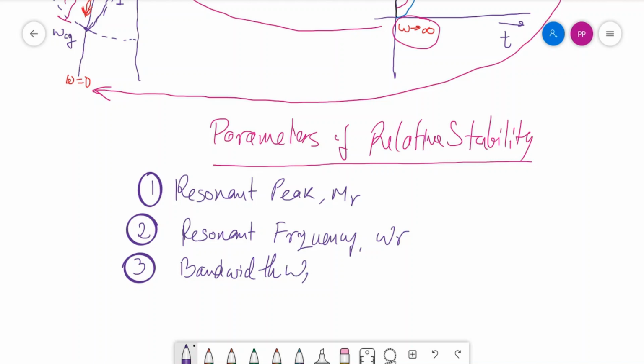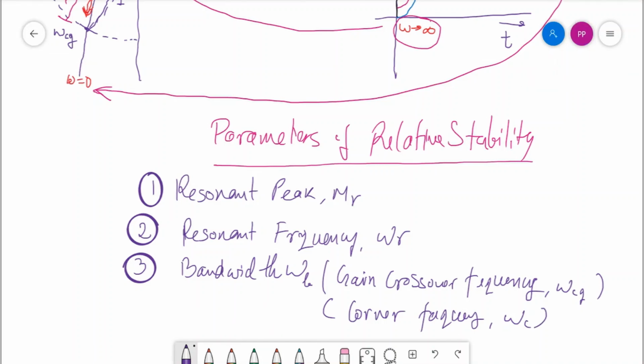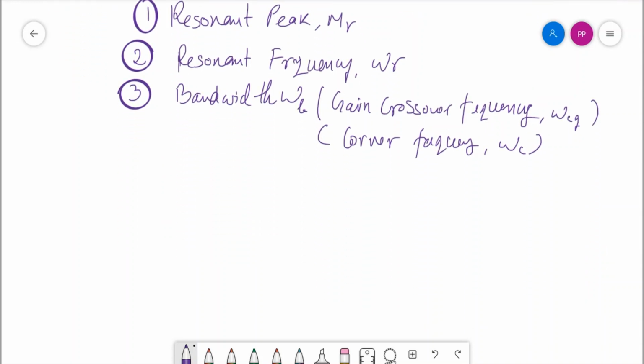So we can say this is omega B, and this can also be said as the gain crossover frequency, that is your omega crossover gain, or corner frequency, omega c. Then the fourth one is gain margin, GM.